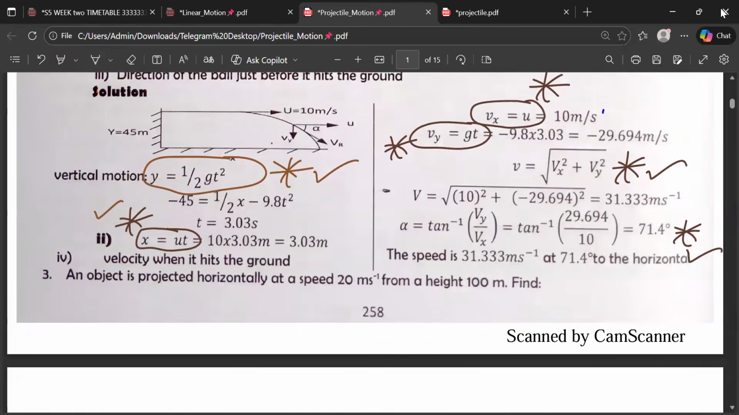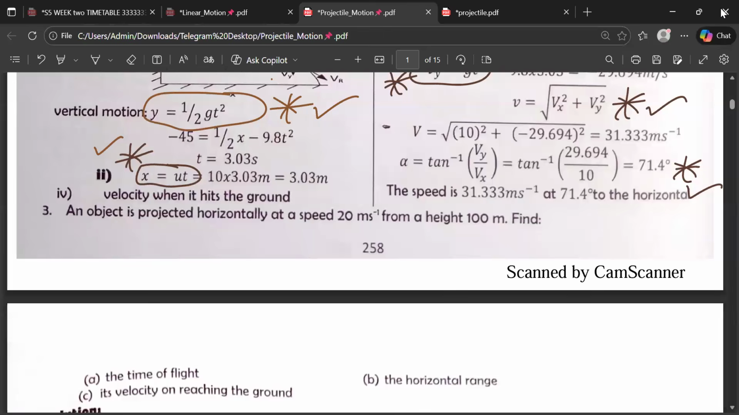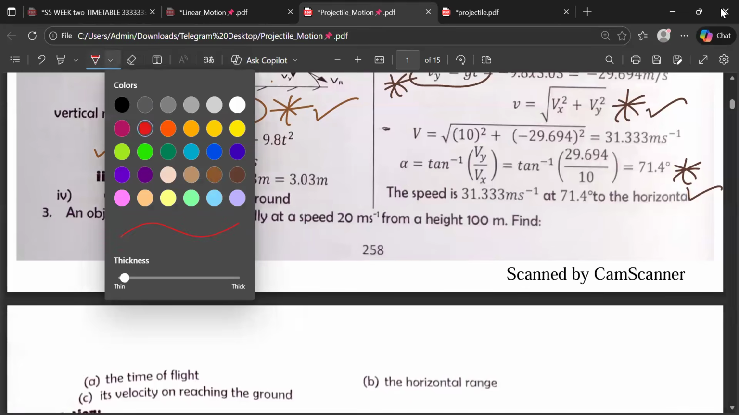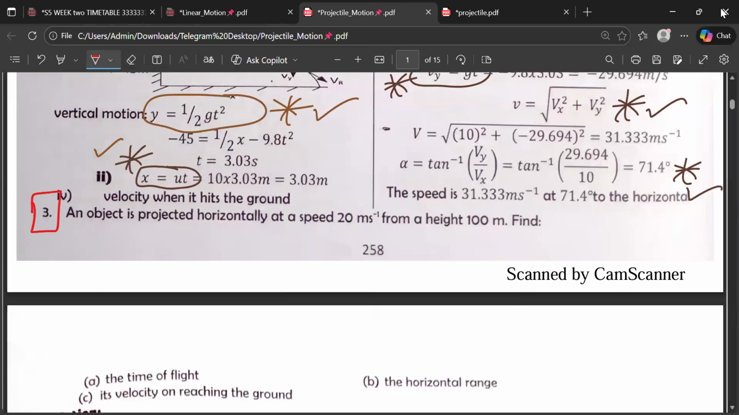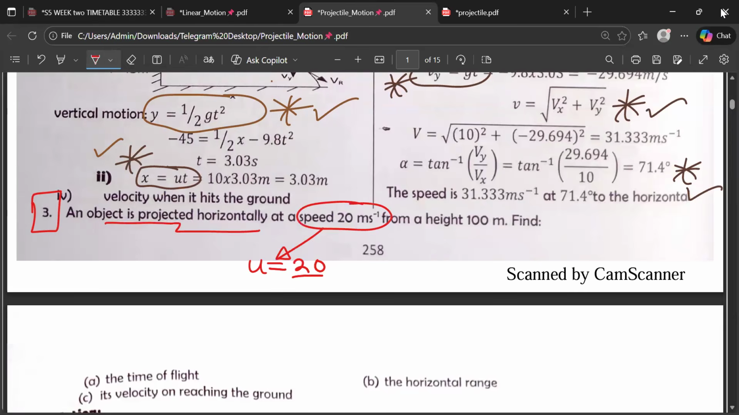Trust me, you're done with horizontal stuff. You look at number 3. You may think I'm kidding. Let's read through it. They are telling you the object is projected horizontally at a speed of 20, not so? So speed of 20, that means that is u. U is 20. Then from a height 100, this one is your y.